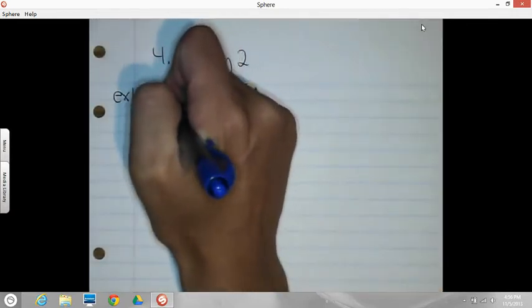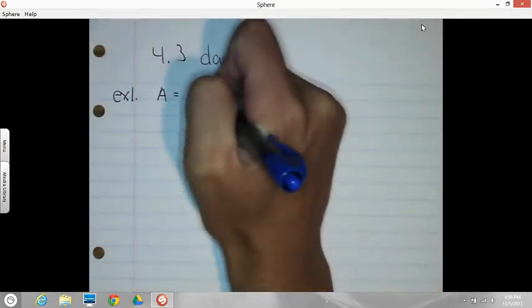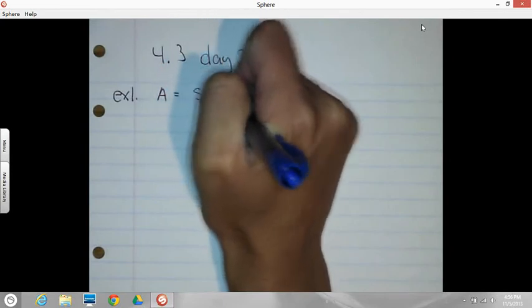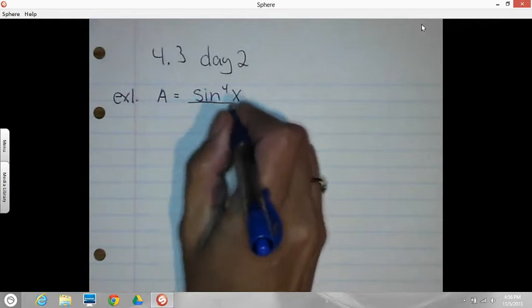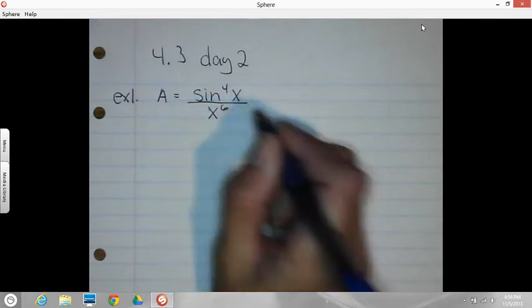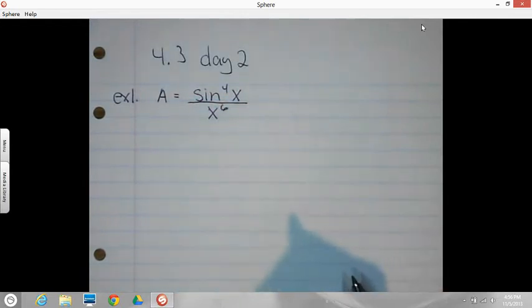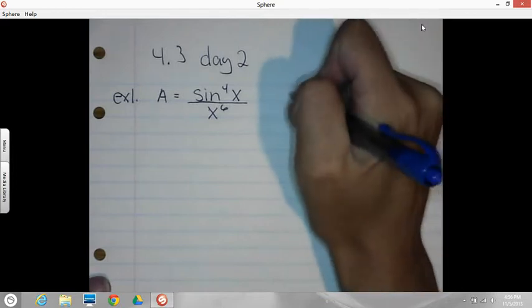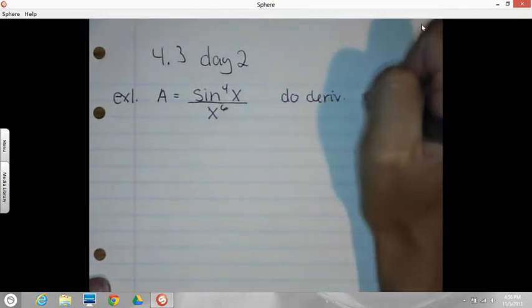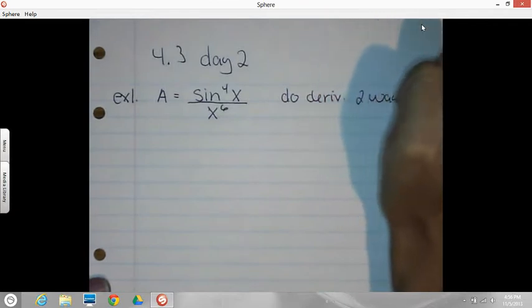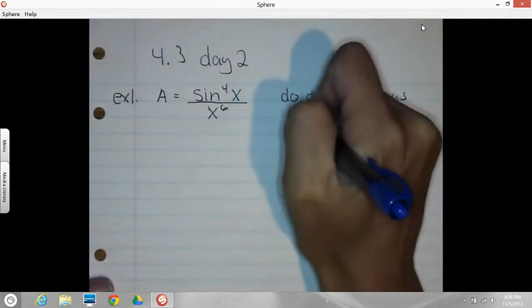So if I give you an equation where a equals sine to the fourth x over x to the sixth, I want you to be able to do this with your quotient rule and with your product rule and show that the two answers do come out the same. So we're doing derivative two ways: quotient rule and product rule.